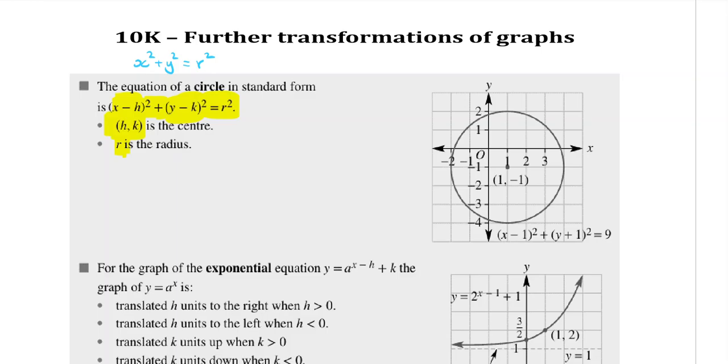Okay, so you can see one over here in the diagram. I had x minus 1 and y plus 1. So the center is at positive 1, negative 1. And then you count a radius of 3 in all directions from that center.